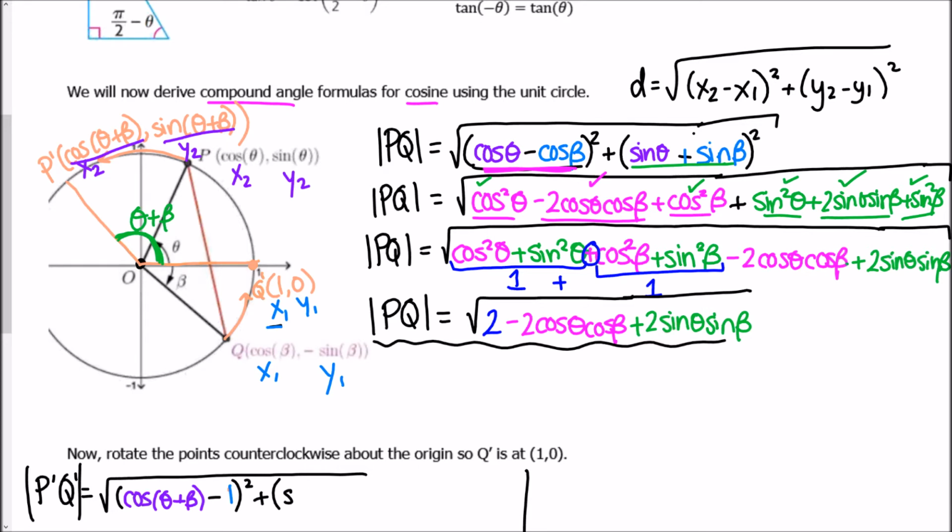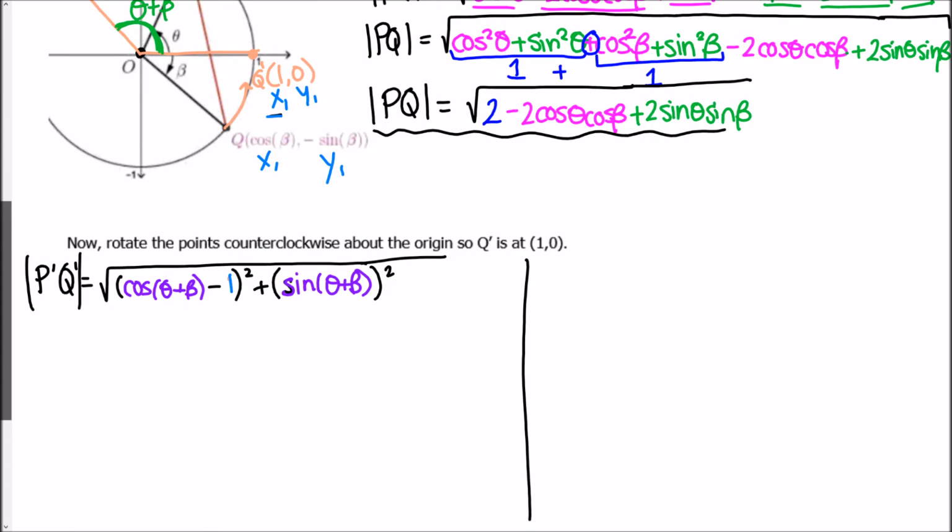So let's color code this purple for us. Sine of theta plus beta, okay? And then right here, I'm going to have minus 0 squared, because the y1 is 0. But I don't need to have that minus 0 there, so I'm just not going to include it at all. So it's just this piece squared. Okay, so let's go ahead and do some simplifying.